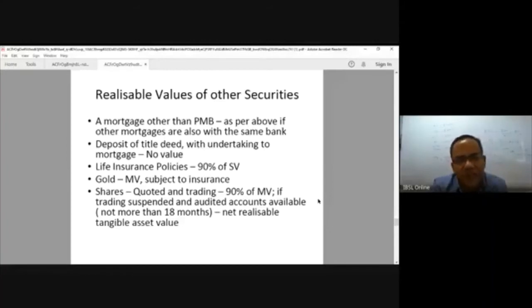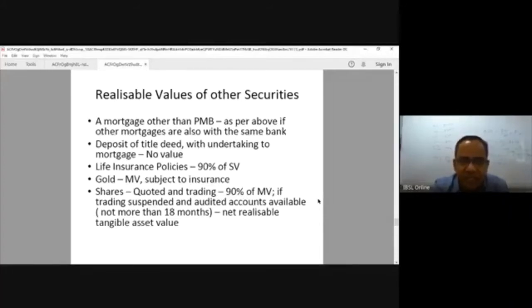Normally, if the primary mortgage bond is there with somebody else, then there is an issue, right? When it comes to realizable value, for the purpose of this haircut, there is a problem. Secondary mortgage will not be allowed, right? Primary mortgage and other mortgages with the bank, it's okay.